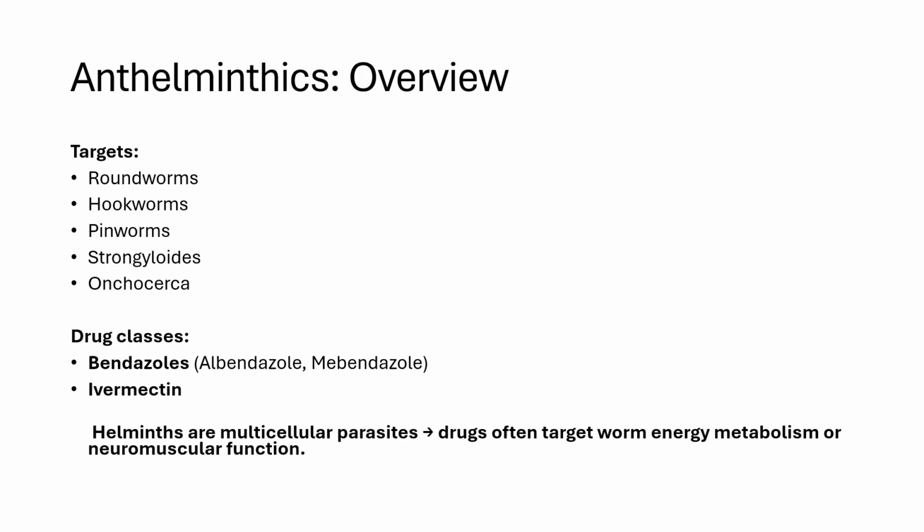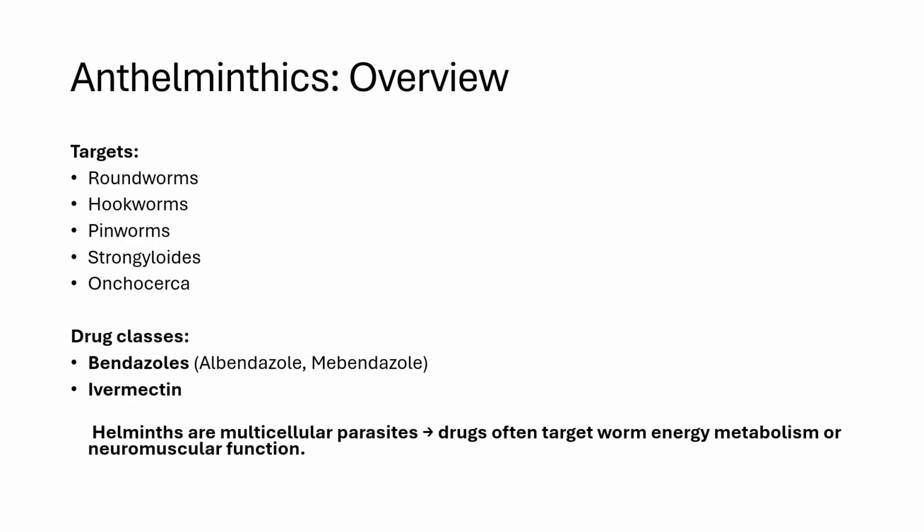Okay, moving on to antihelminthics. Okay, so our antihelminthics class, these target different types of helminths. So for example, roundworms. If patients get roundworms, they can get intestinal obstruction. Hookworms can cause iron deficiency anemia. Pinworms you will see commonly in children. These mostly cause perianal itching. Strongyloides can cause autoinfection and also disseminated systemic disease. And Onchocerca causes river blindness.